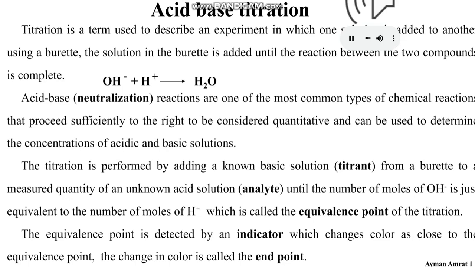The equivalence point is detected by an indicator. An indicator is an organic compound which changes color close to the equivalence point. This point is called the endpoint. The endpoint is the point at which the indicator changes its color.